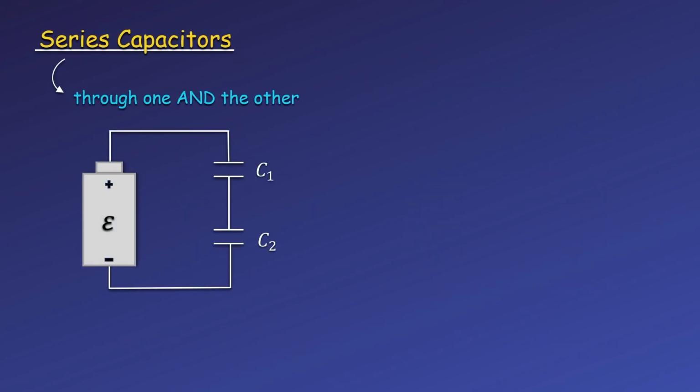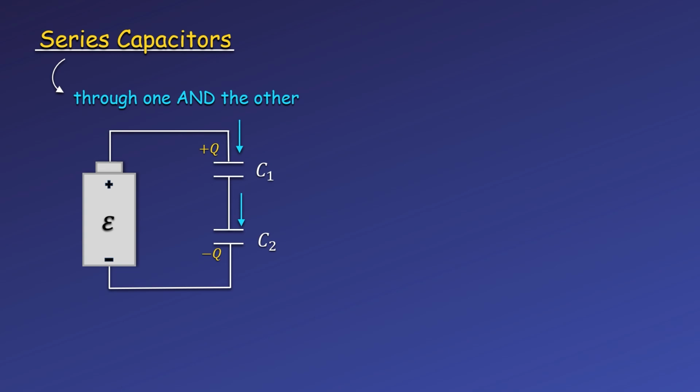This is when we must go through both capacitors on our way from one terminal of the battery to the other. We cannot go through one without going through the other as well. If we imagine charging these capacitors, the battery is still increasing the energy of charges from the bottom plate by bringing them to a higher potential. This will continue until the top plate of C1 is at the same potential as the positive terminal and the bottom plate of C2 is at the same potential as the negative terminal.